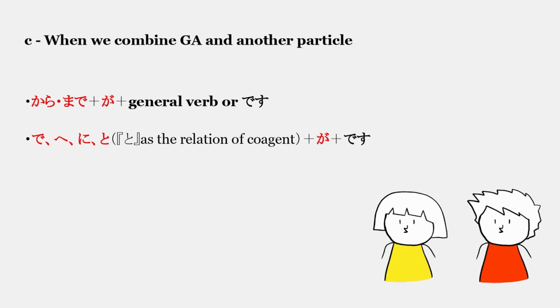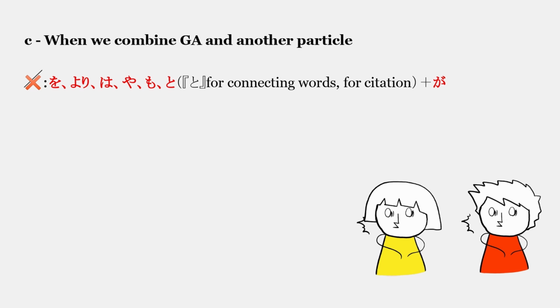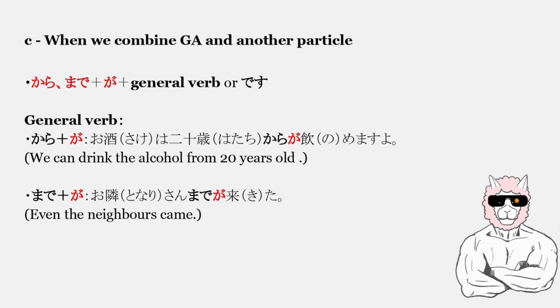Be careful, this と is the one which has the meaning of the relation of co-agent. And this is the list of particles which cannot combine with が. So, お、より、わ、や、も、と. And this と is the one which has the meaning of connecting words or of citation. So let's see some examples.